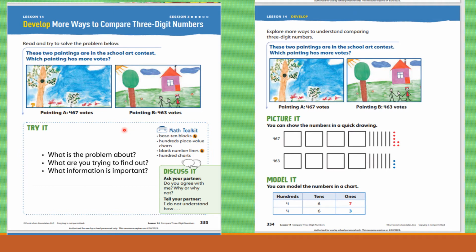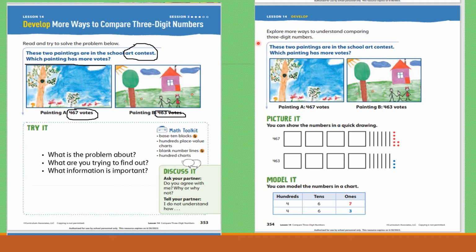Remember, boys and girls, before we answer problems, we ask ourselves, what is this problem about? What are you trying to find out? And what information is important? So, let's look at this. What is this problem about? It's about an art contest they had at school. What are you trying to find out? Which painting had more votes? What information is important? Well, painting A got 467 votes and painting B got 463 votes.